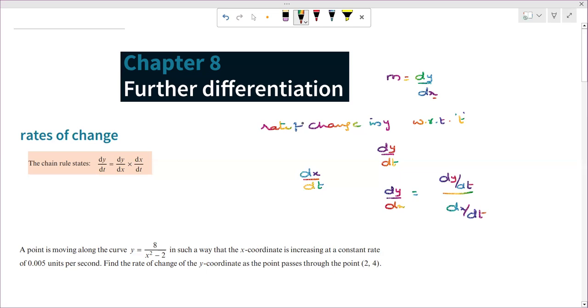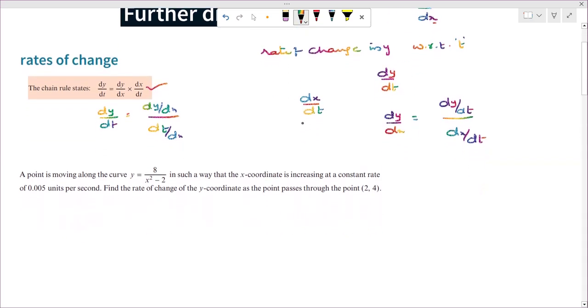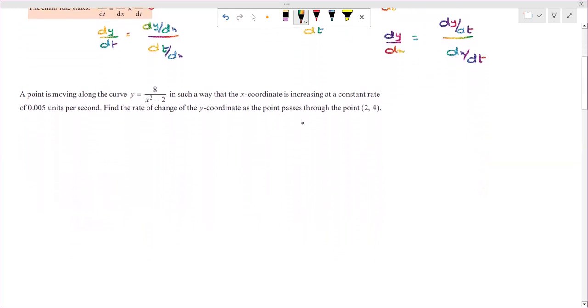Dy by dt is nothing but dy by dx into dx by dt. So if you do cross multiplication, you will be getting like this. Okay, the rate of change in y means dy by dt, with respect to time. Now it will be like this. Now see here, there is time over here. Now if you observe some questions, you can understand how exactly it is going to be considered.